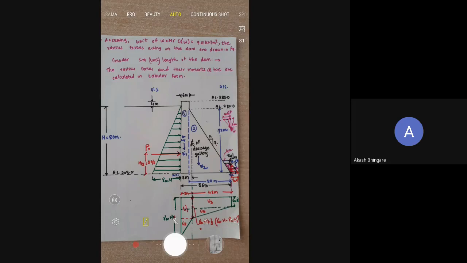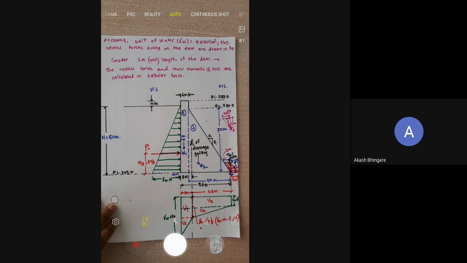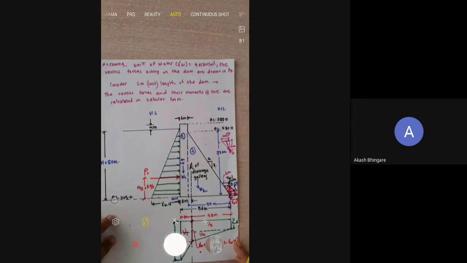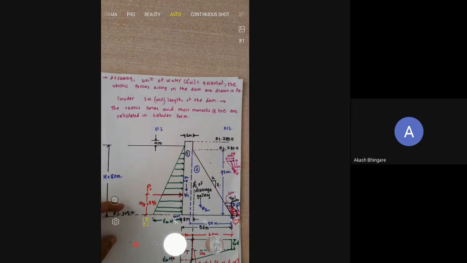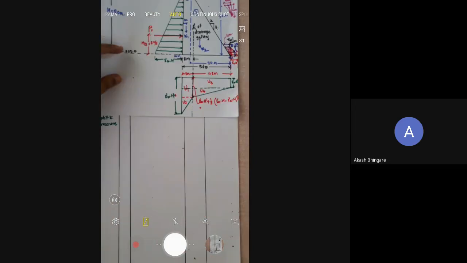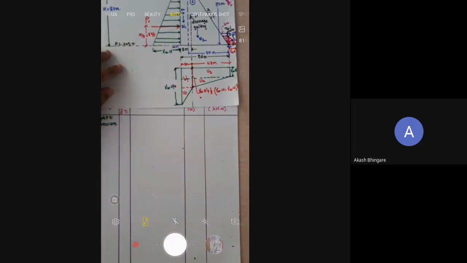Done with this part? Okay, fine. We will go for tabular form now. Now you have this figure in front of you. Let us see whether it is possible to put it in this fashion so that it will be easy for us to write down in this form.